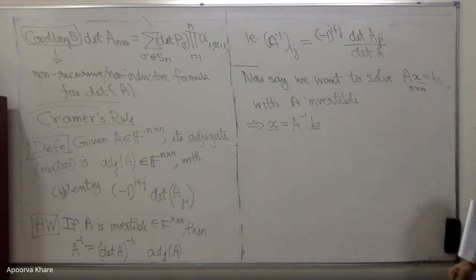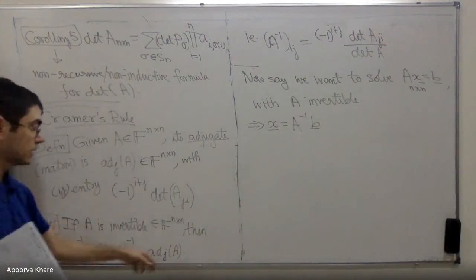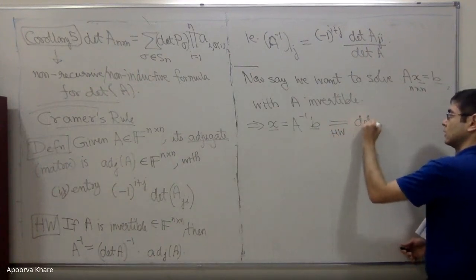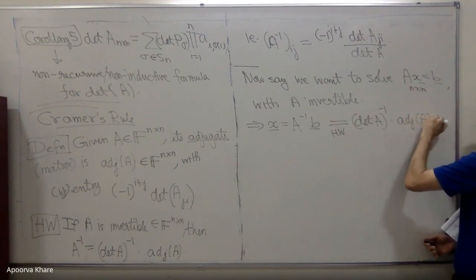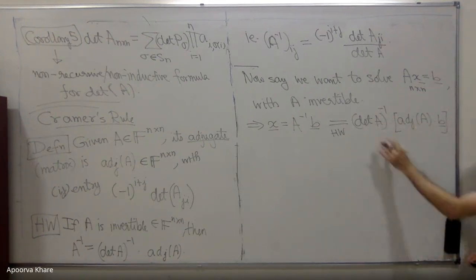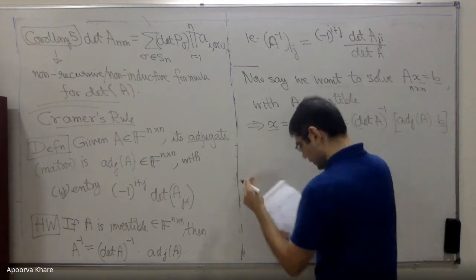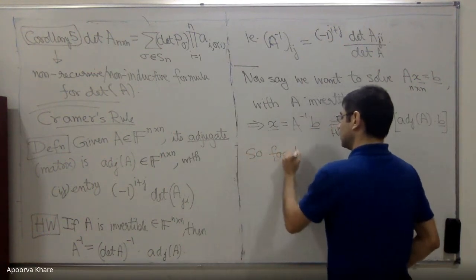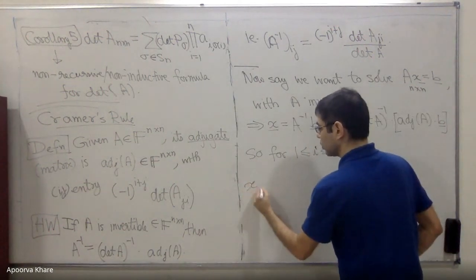But what does that mean? What is A inverse B? A inverse is the reciprocal of the determinant of A times the adjugate, by the homework problem which I just stated. It is again the associativity of matrix multiplication, and whatever the scalar is comes out, so it's this matrix times this vector. And so let's look at the coordinates, the ith coordinate of x.